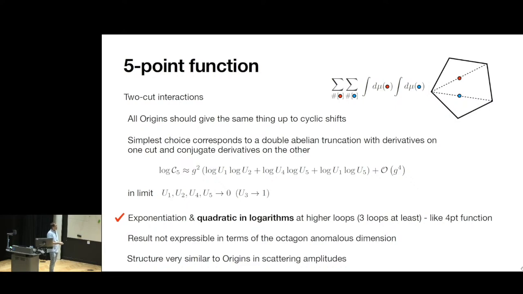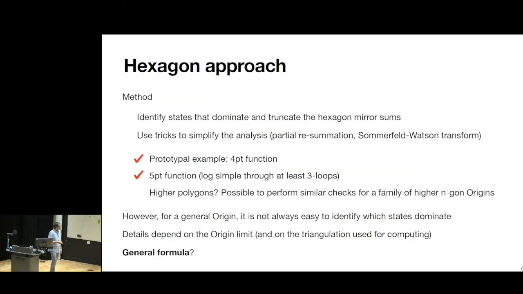This is defining a certain limit. And then when we analyze what happens in this limit, we indeed find that the result exponentiates and that the exponent is quadratic. And the structure is, again, very similar to the origin in scattering amplitudes. And so we may expect to be able also to accommodate it under the umbrella of some big conjecture.